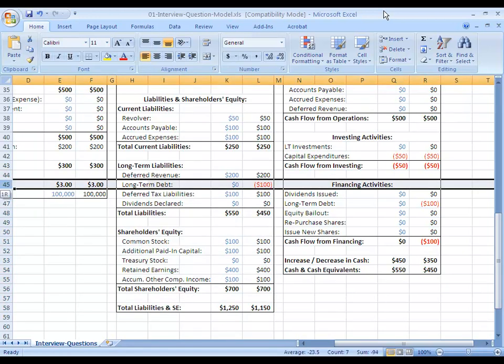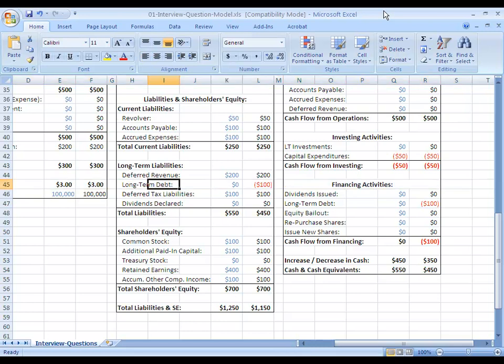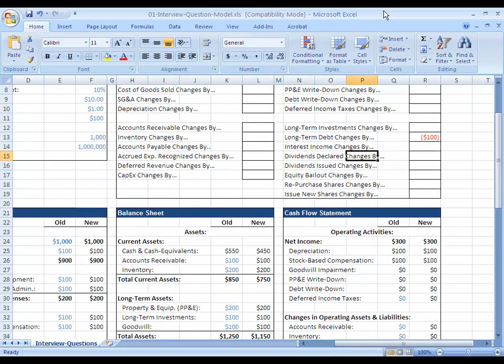Now it's a little odd here that long-term debt is negative 100. In reality, this would never actually happen, but this is just for interview and illustrative purposes. So keep in mind that you can never actually have negative 100 of debt. All that's really happening here is that our long-term debt is going down by 100, which is why you see this negative 100 number being reflected here. So that's a quick overview of how raising and paying off debt works. It's a pretty straightforward question overall.